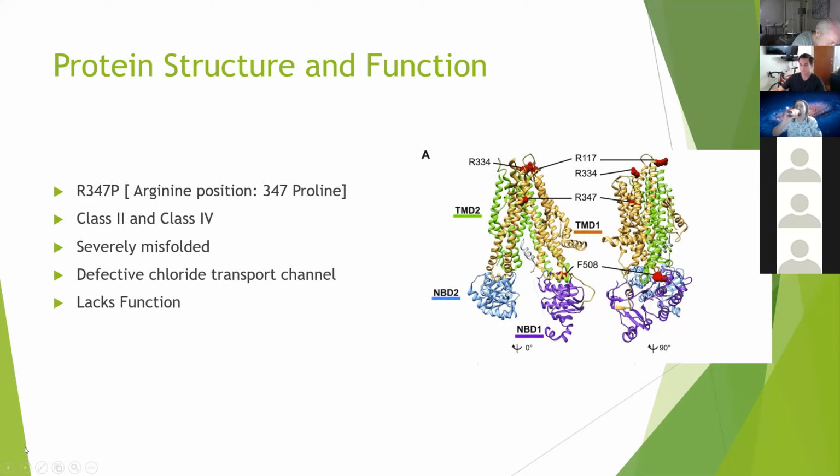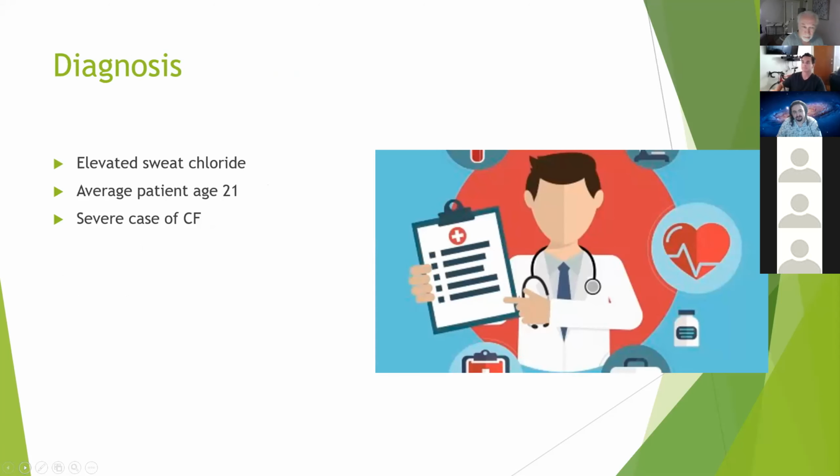So moving to the diagnosis, the chloride levels, elevated sweat chloride. Just for a rule of thumb, the higher the chloride levels equals cystic fibrosis. Normally, the concentration of chloride is less than 60 milliequivalents per liter, but in this mutation, it is 98 milliequivalents per liter, which is significantly higher. So that would classify this as a severe case of cystic fibrosis.